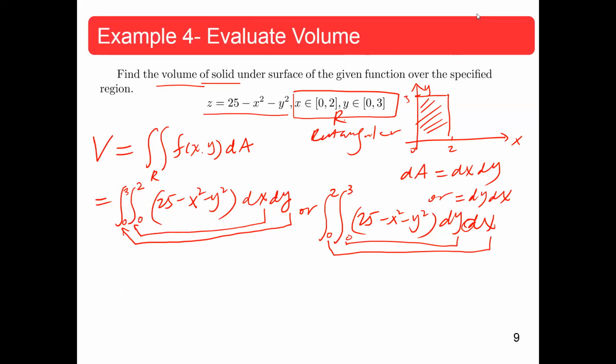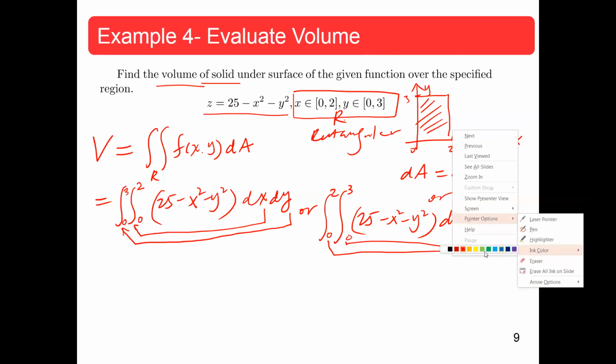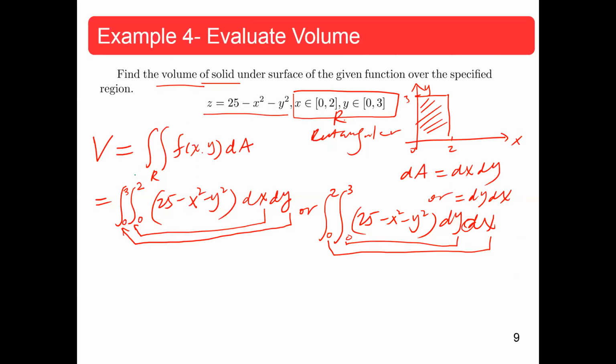Okay, did you guys go dx dy or dy dx? I did dx dy. Okay, dx dy. That's fine, because in this question, it doesn't matter. You should have exactly the same answer towards the end. The integrand is pretty straightforward. It's just the evaluation might be a little bit tedious. Over here, integral 0 to 2, 25 minus x squared minus y squared dx.